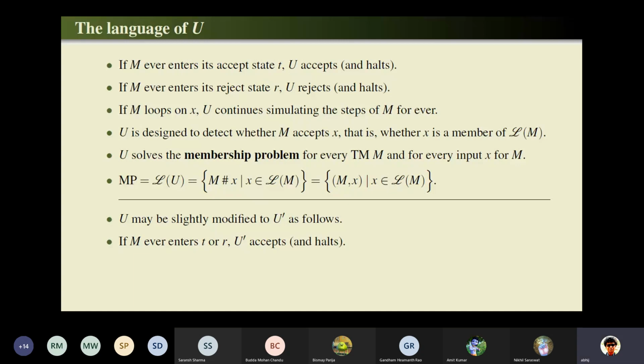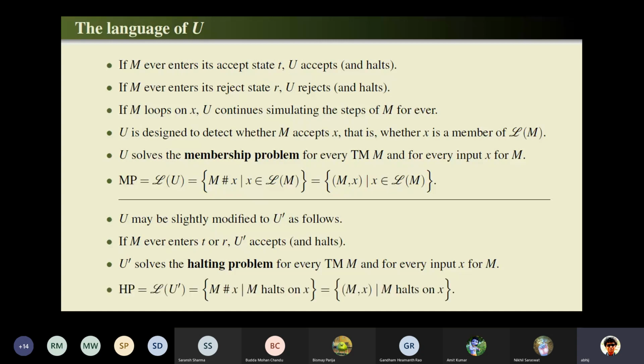Okay, so instead of checking membership, it is now solving what is called the halting problem. I use the abbreviation HP for halting problem and define this language HP, the language of U prime, M hash X, such that M halts on X. As I mentioned, some books write it as a tuple, a pair M comma X, such that M halts on X.